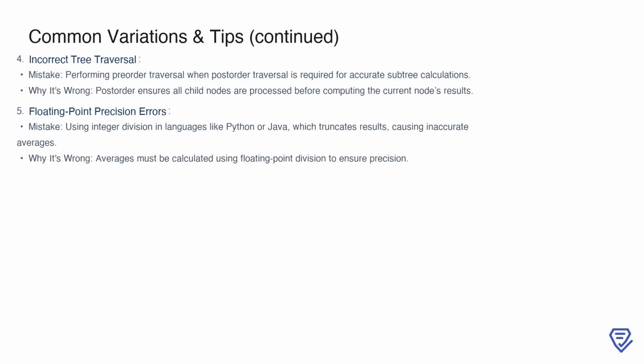Another pitfall to be aware of is incorrect tree traversal. In this problem, post-order traversal is essential because it ensures that all child nodes are processed before calculating the results for the current node. Using a pre-order traversal instead can lead to inaccurate subtree calculations since it processes the current node first. Additionally, floating point precision errors can arise, particularly in languages like Python or Java. If you use integer division, the results may be truncated, leading to incorrect averages. Always use floating point division to ensure precise calculations. This is especially important since even small precision errors can propagate and affect the final result.